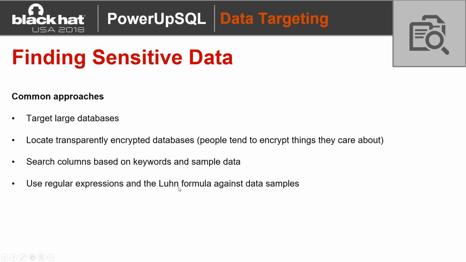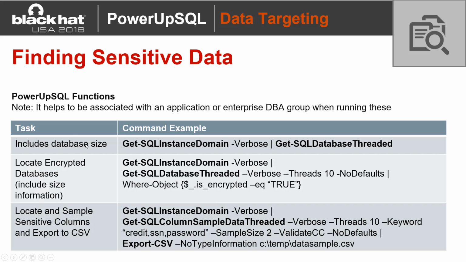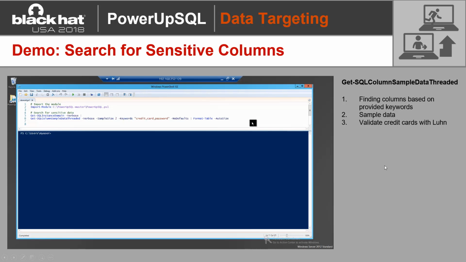And then I added a little switch so you can check if it's actually cardholder data based on the Luhn formula. So here are some commands: database size, whether it's encrypted, searching for data by keyword. You can check these out offline. The deck will be posted to the wiki as well. I'll give you a really quick demo here.